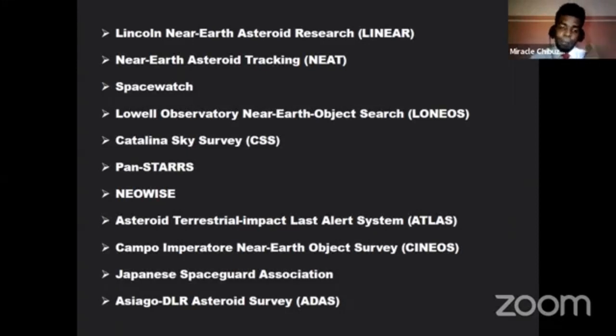And in Africa, we happen to be participating in this project. The data that we collect are from the Catalina Sky Survey and the Pan-STARRS. We have NEOWISE, which is a space program. We have the Atlas, which is in South Africa, used by the South African Astronomical Society. We have the Japanese Space Guide. So the data we use in our asteroid search are from these telescopes. They produce a huge amount of data.